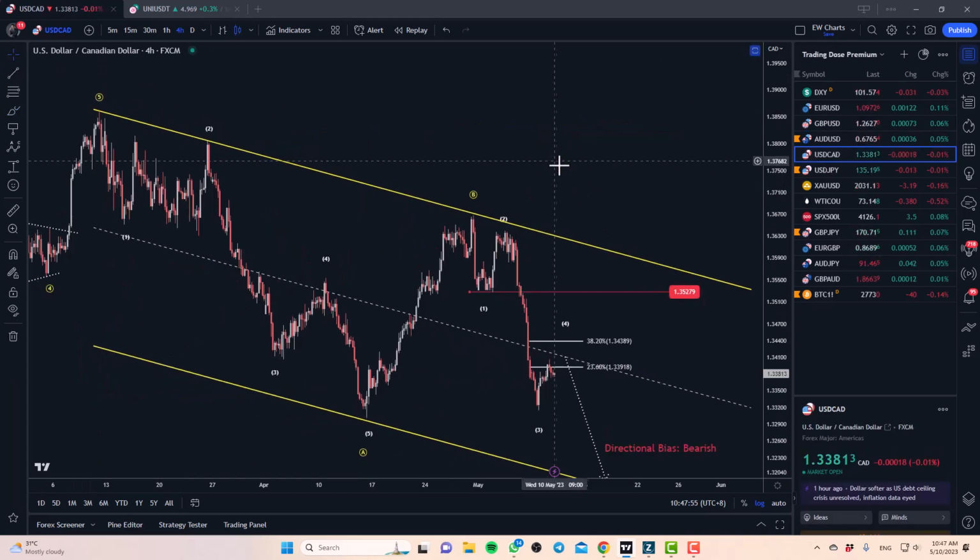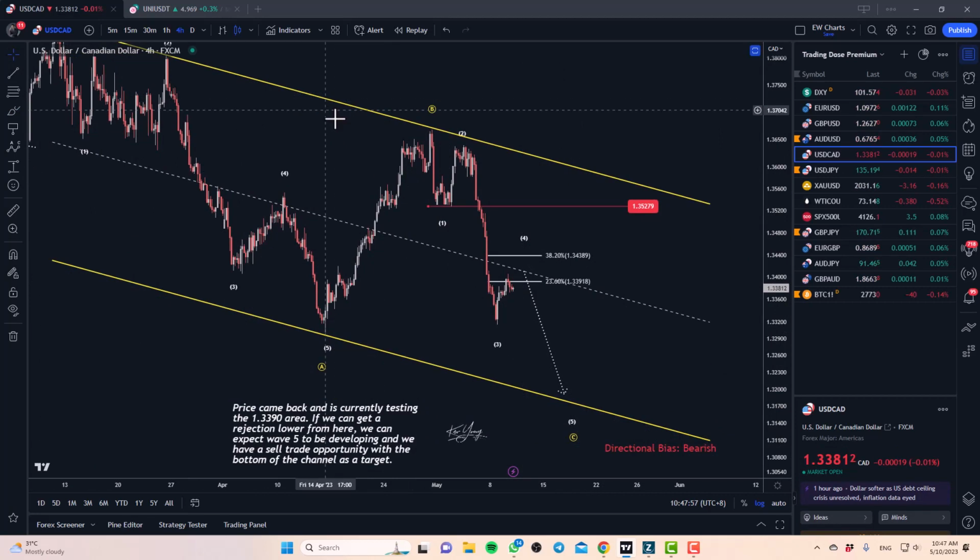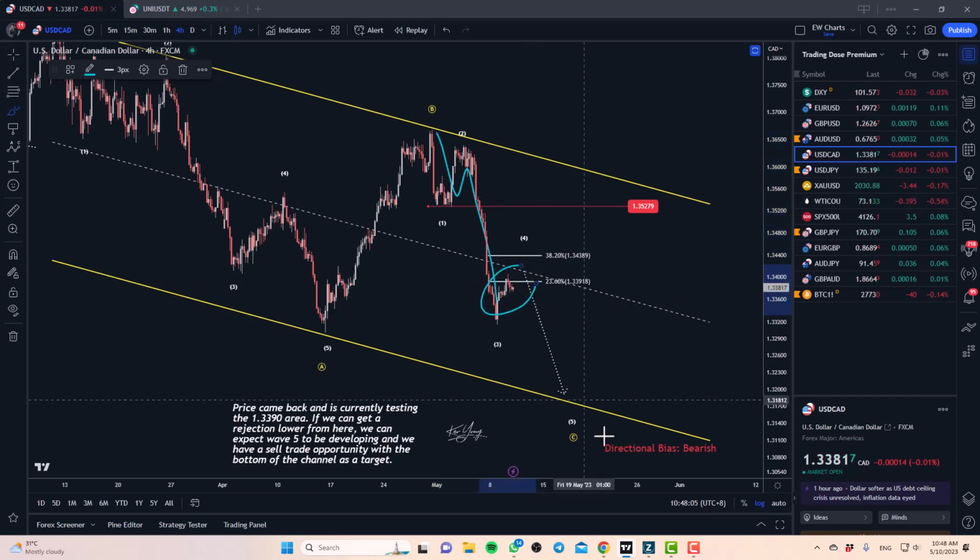Okay, then update on dollar Canadian. Dollar Canadian right now here, overall the structure remains intact. So what we have is a 1, 2, 3. This is wave 4 potentially still developing, and then we expect one more drop. Okay, so the bias is definitely bearish. Definitely look for sell opportunity.